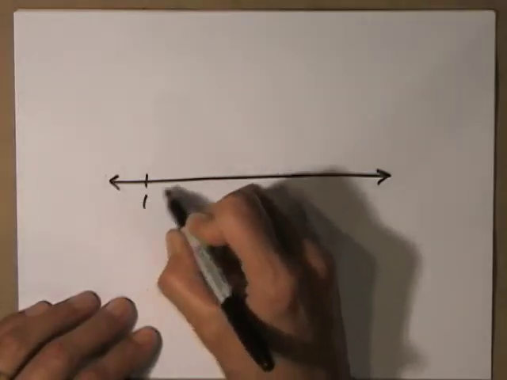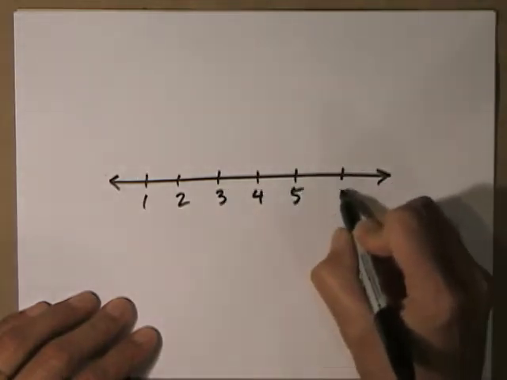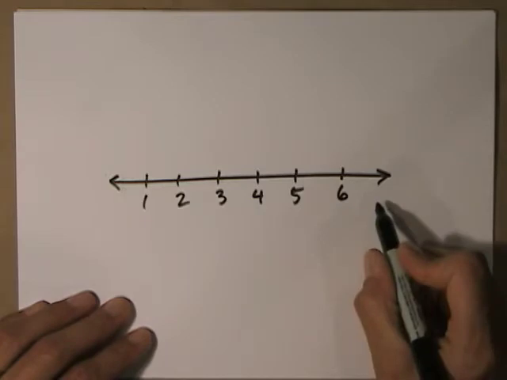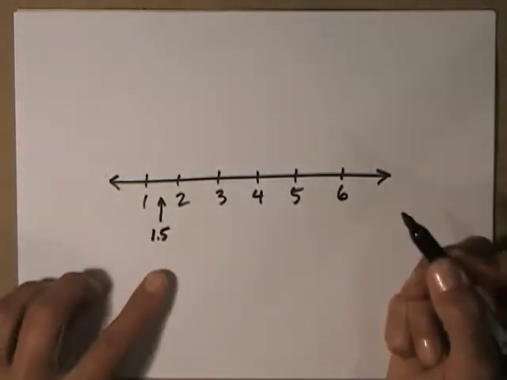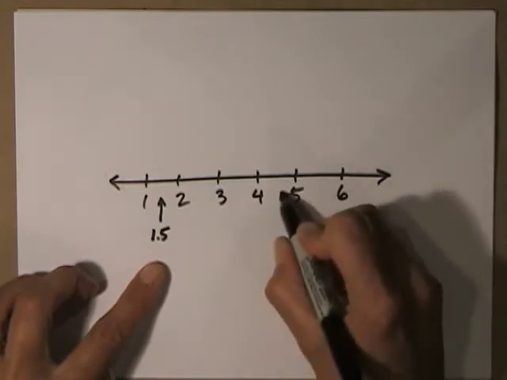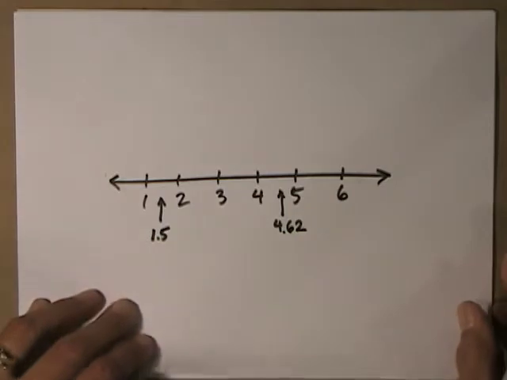So if I have my number line here, for example, and these are my whole numbers, the decimals indicate places that lie in between, like 1.5 between 1 and 2. 4.62 lies in between 4 and 5. With decimals, whole numbers are divided into tenths.